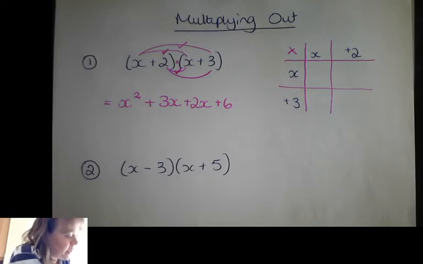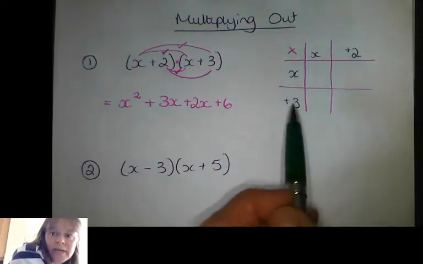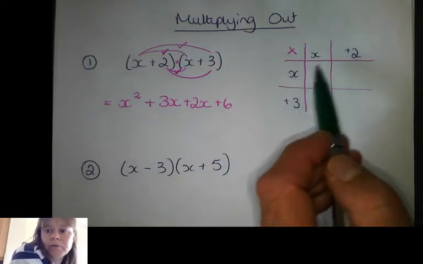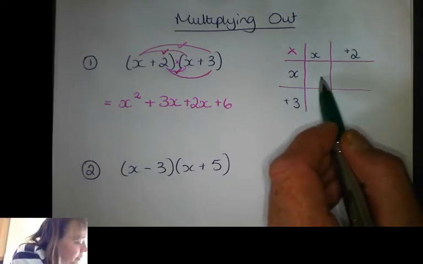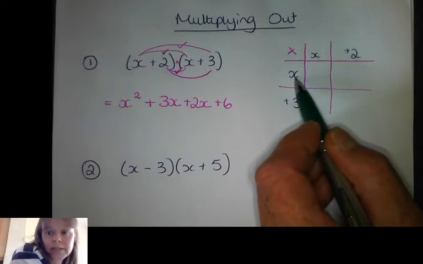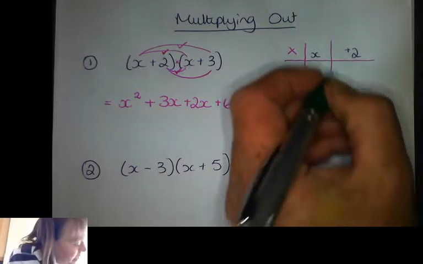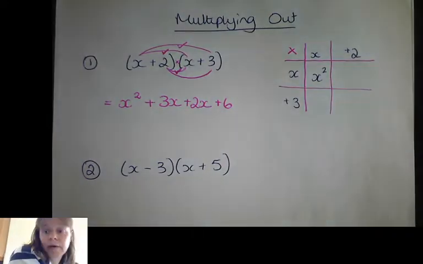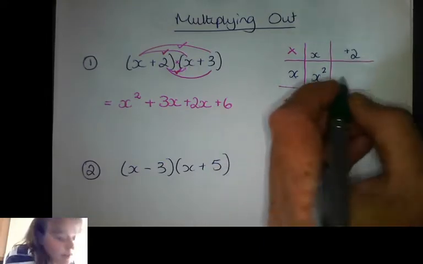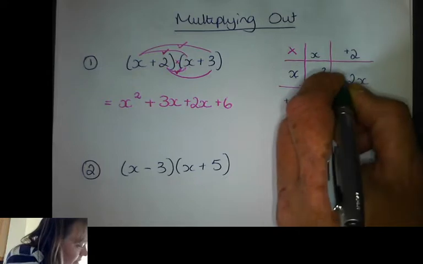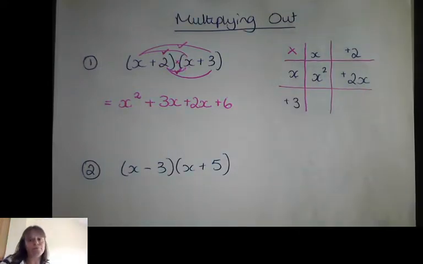Okay, now if you're doing it in this grid method over here, then it just works like those multiplication grids that we did when we did numbers at primary school. So in this box here, I get the result of multiplying these 2 things together. So when I do x times x, I think I get x squared. When I do x multiplied by positive 2, I think I get positive 2x. And I'm going to write the positive sign as well.